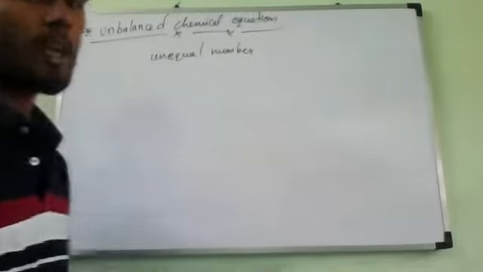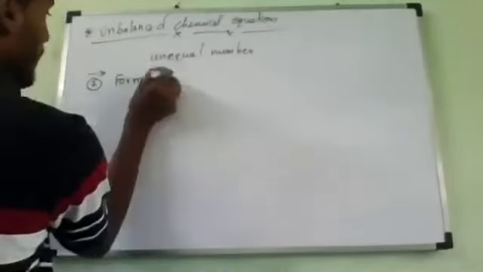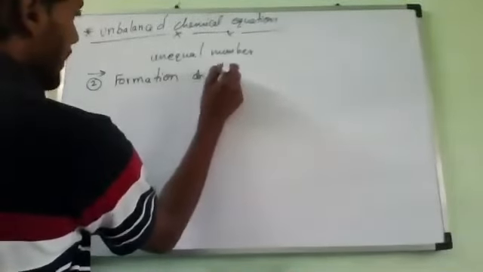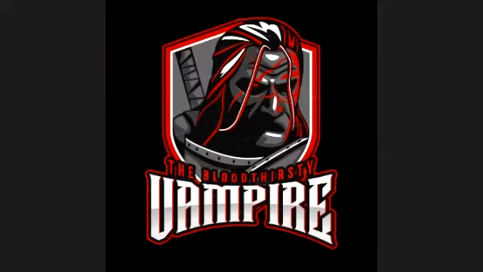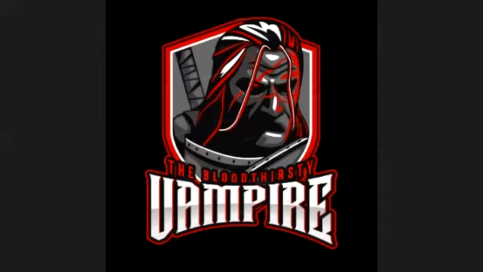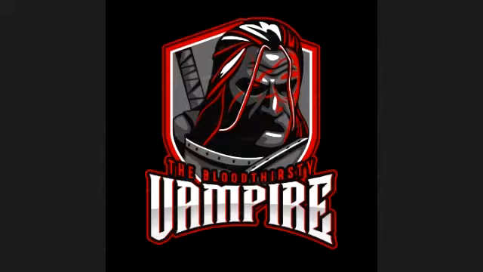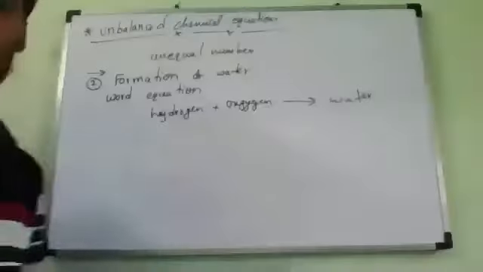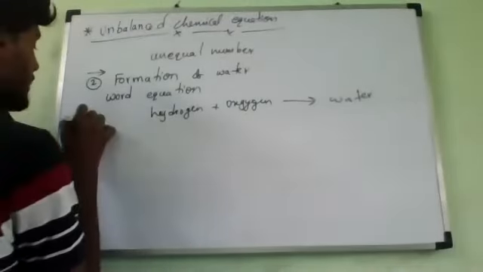Now, let us go with the example. First listen, later you can write. Example 2: formation of water. Now you tell me what is the word equation? Hydrogen reacts with oxygen gas, which will form water. Water is also called dihydrogen oxide. So this is the word equation.